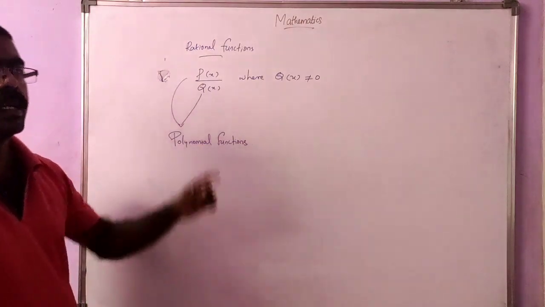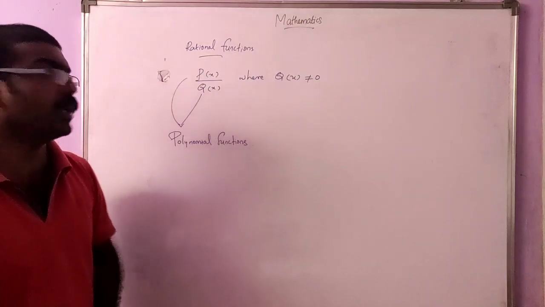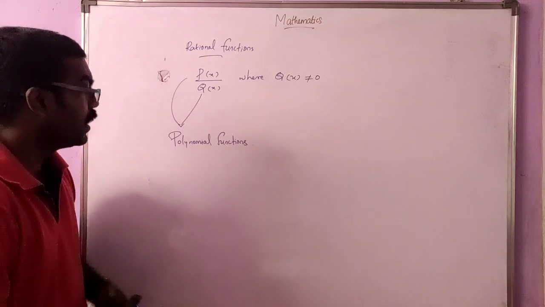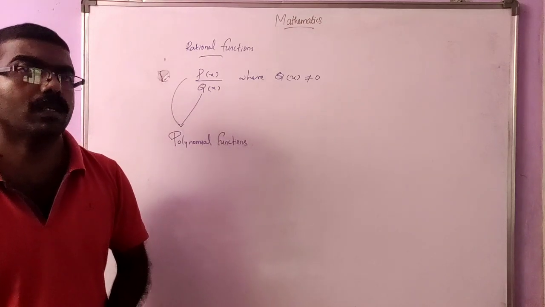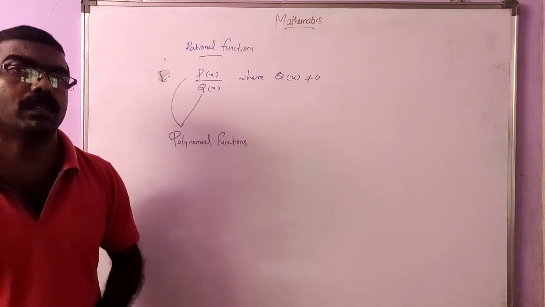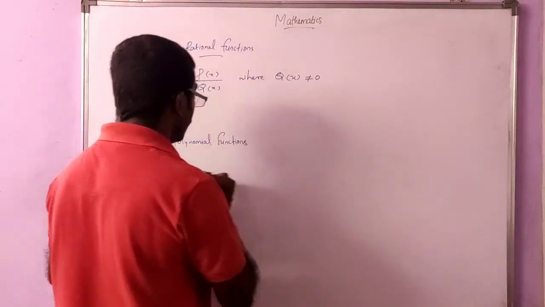Is known as rational function. Okay, so functions of the type p of x by q of x with q of x not equal to 0, and p of x and q of x are polynomial functions, is called a rational function. And here we are going to discuss only proper rational functions.